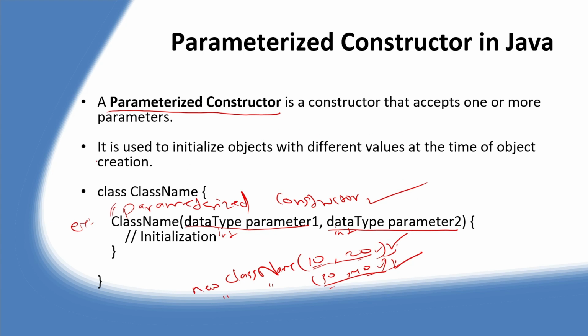And here it is written, it is used to initialize objects with different values. See here, these are the different values, and it initializes the object at the time of object creation. Here we are using the new keyword, that means object creation. So during object creation, the object is getting initialized, and how? With the help of the parameterized constructor.